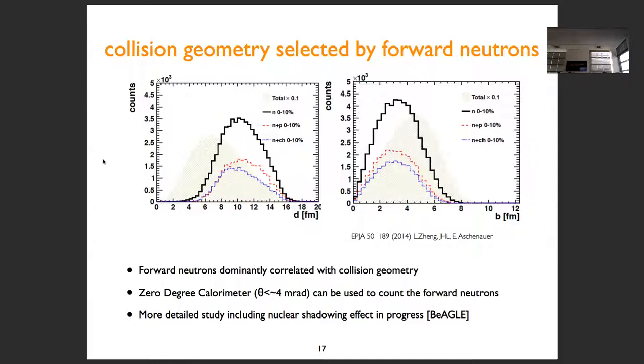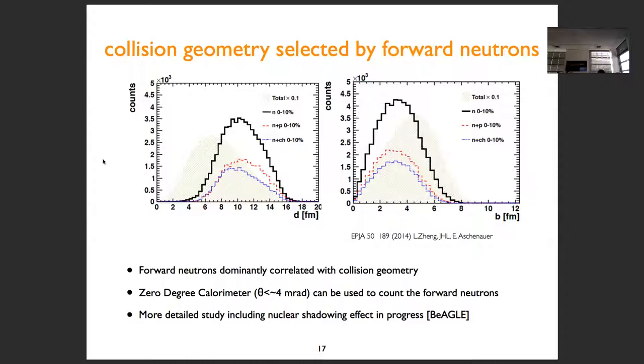Then Thomas said we are getting closer to a pA collision. So then we have to see. I mean, we need to look for v2, the framework and so forth. Okay, that's tomorrow's discussion.